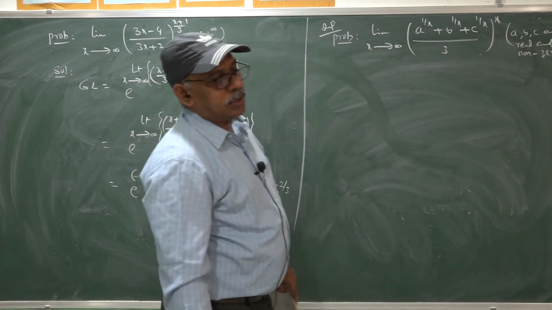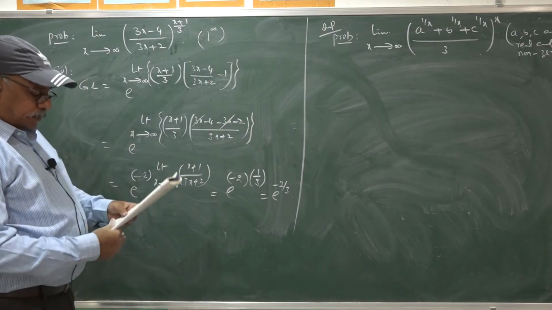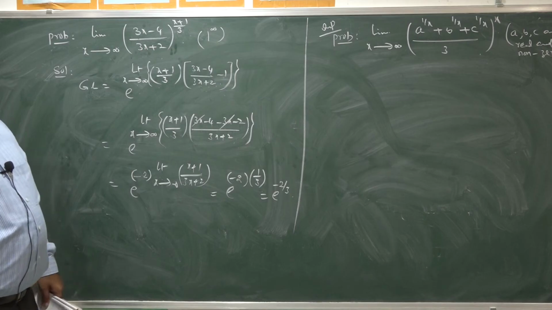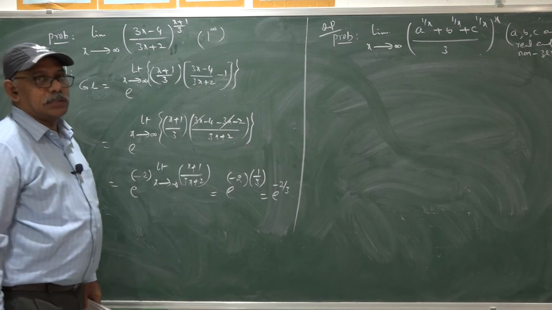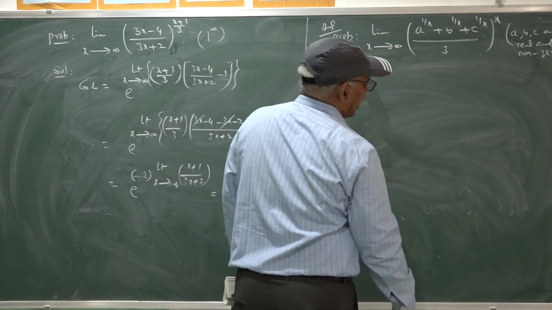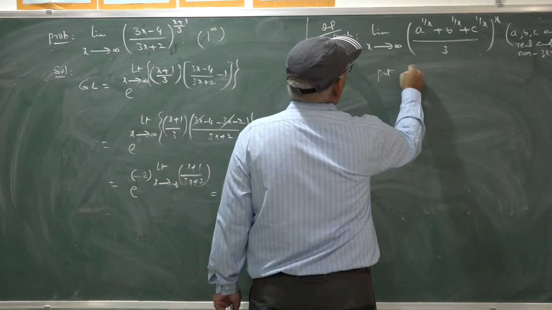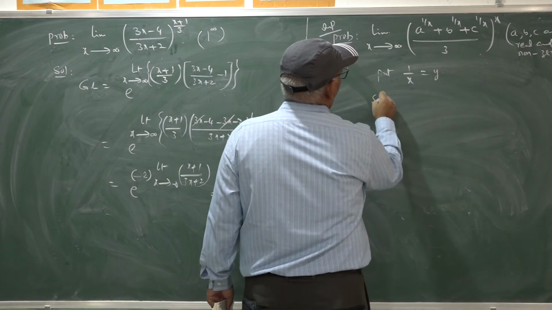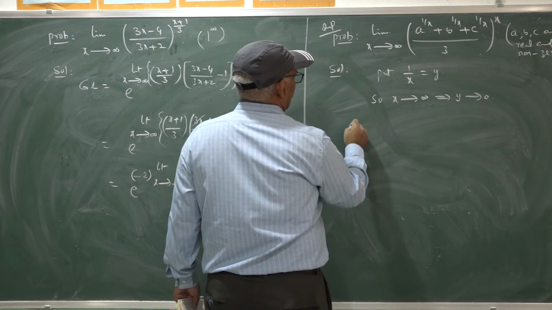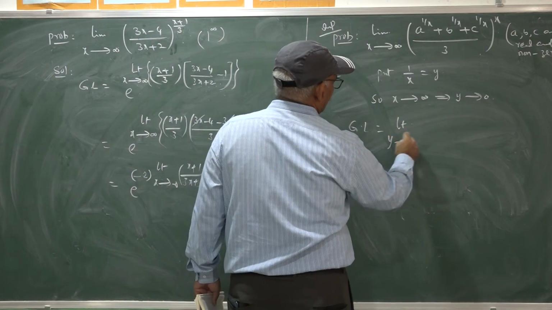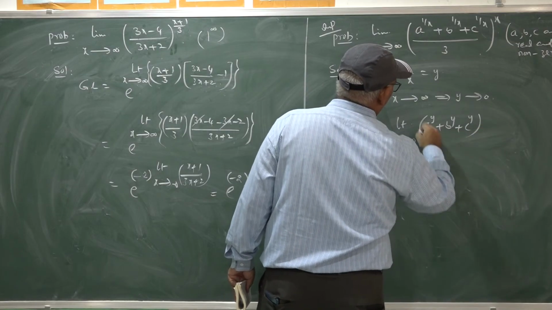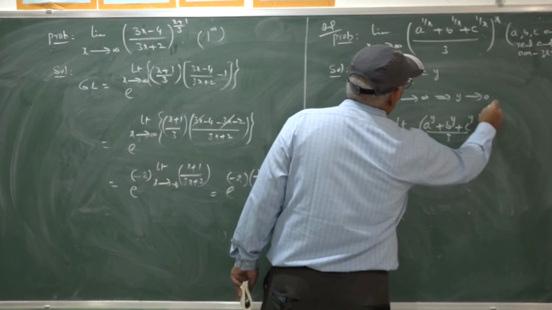Once a, b, c are reals and non-zero, the limit as x goes to infinity of (a power 1 by x plus b power 1 by x plus c power 1 by x) by 3 whole power x, you can reduce this to the formula. Here put 1 by x as y. So, x goes to infinity implies y goes to 0. Then the given limit takes the form limit y goes to 0, (a power y plus b power y plus c power y) by 3 whole power 1 by y.